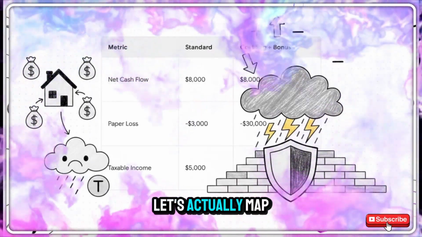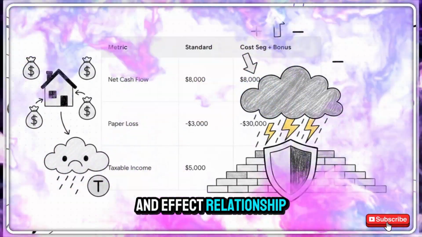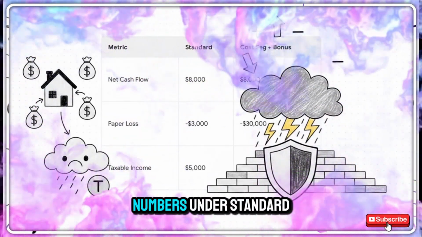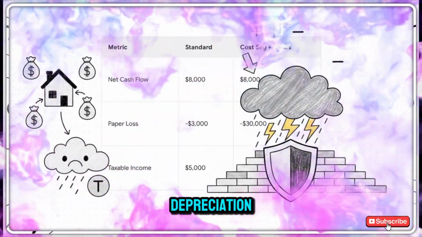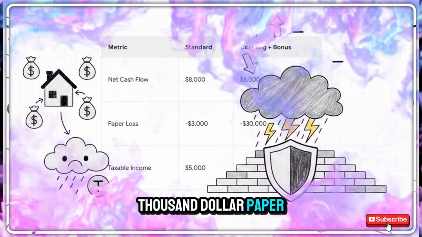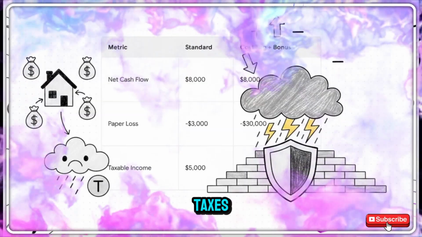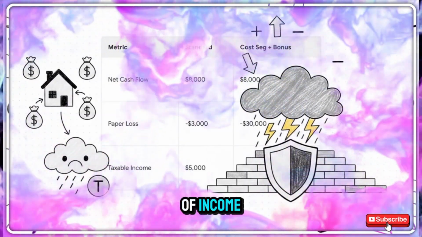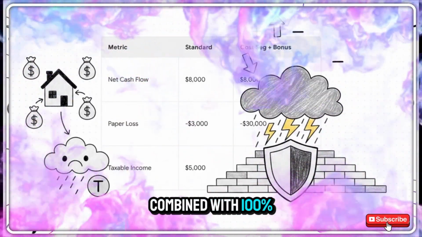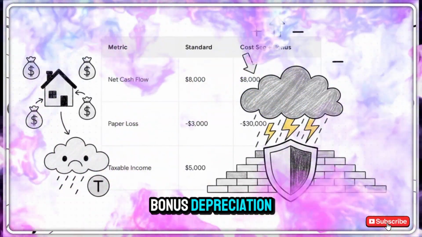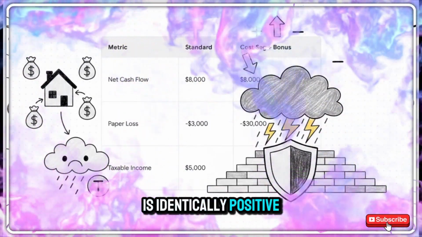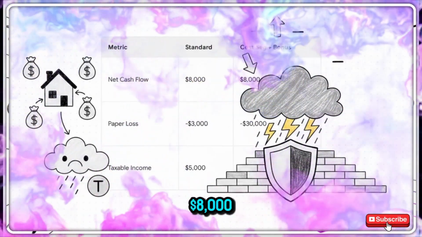Let's actually map out the cause and effect relationship here, because this is where the magic happens. Look at these numbers. Under standard depreciation, you might have an $8,000 net cash flow, a small $3,000 paper loss, and you still end up paying taxes on $5,000 of income. But if you apply a cost segregation study combined with 100% bonus depreciation, your actual net cash flow in the bank is identically positive. It is still $8,000.